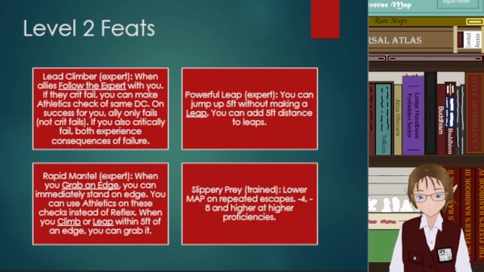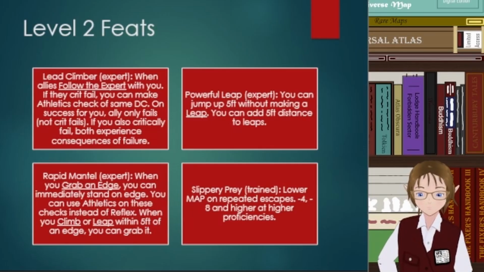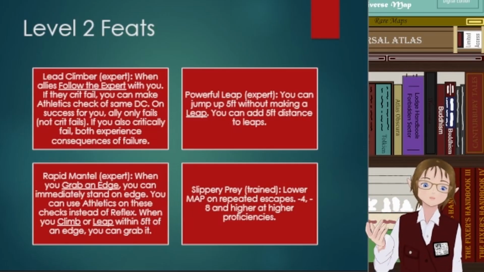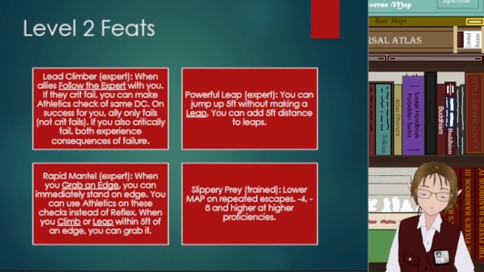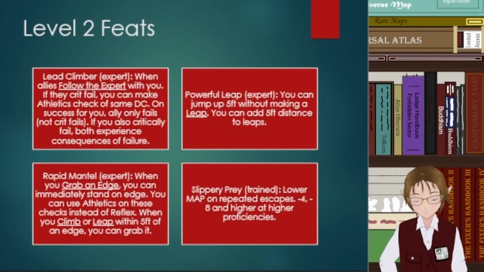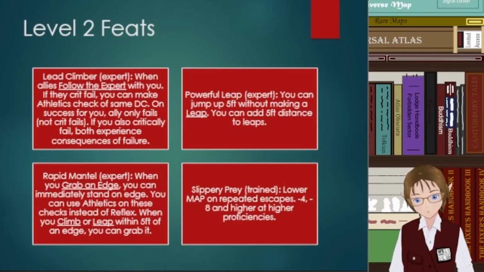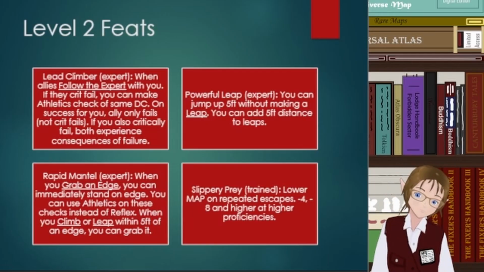It requires expert proficiency in athletics, which you can gain for the first time at level 3. The way it works is whenever you are climbing, you can use the Follow the Expert action to act as the expert. If your ally critically fails on a climb DC, you can make an athletics check of the same DC, and on a success, the ally only fails. Essentially, this means that they don't fall to the ground. But if you also critically fail on that check, you both fall to the ground.